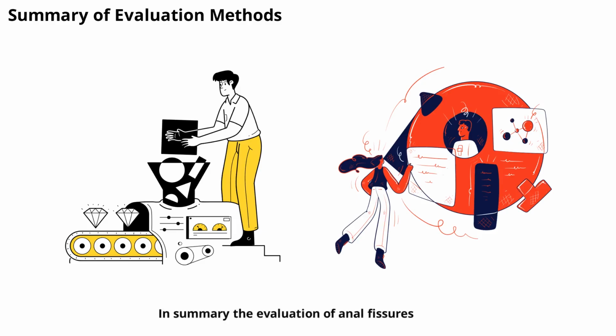In summary, the evaluation of anal fissures involves a combination of patient history, physical examination, and selective use of diagnostic tests. Most cases can be diagnosed with visual inspection and history alone, but additional tests may be needed for atypical, recurrent, or complicated cases. Proper evaluation ensures accurate diagnosis, effective treatment, and better outcomes for patients.